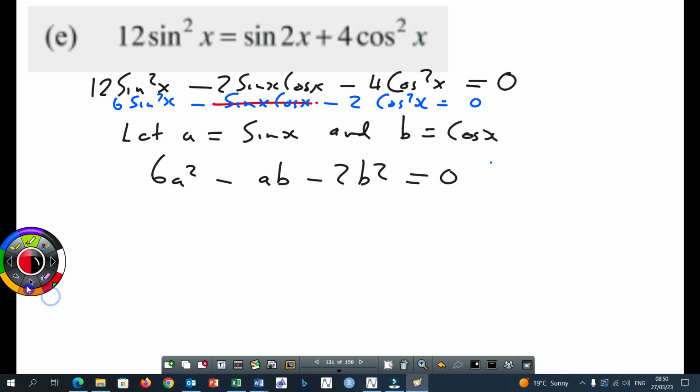If you factorize it, I've got 6a squared. I can have 3a times 2a equal to 6a squared. And for this one here, I'll get minus 2, so that's minus 2 times 1, or 1 times minus 2. So if I want to get that minus there, multiply this one by 1.